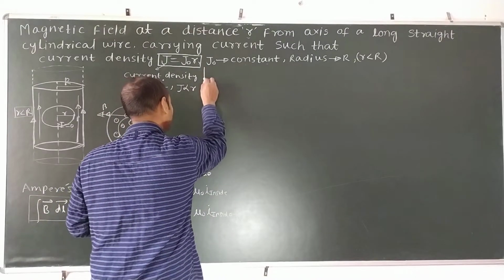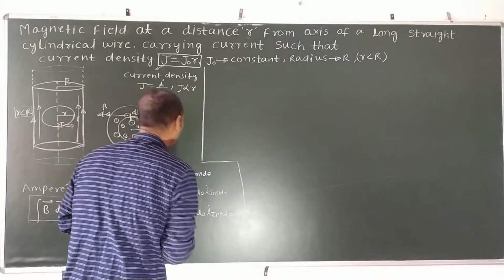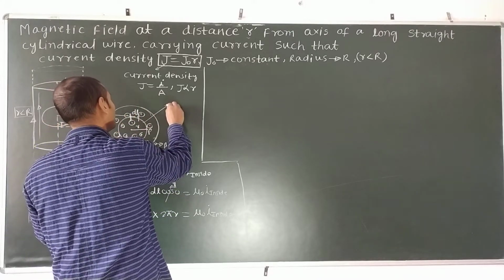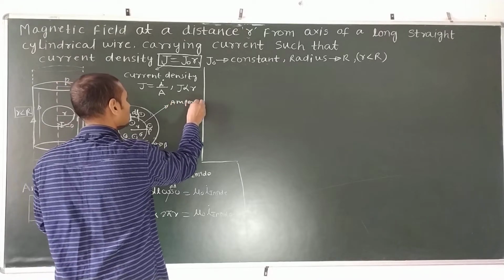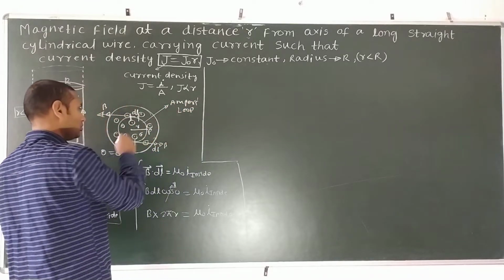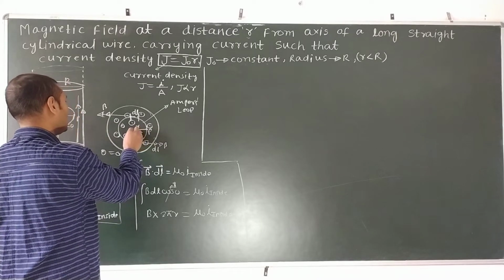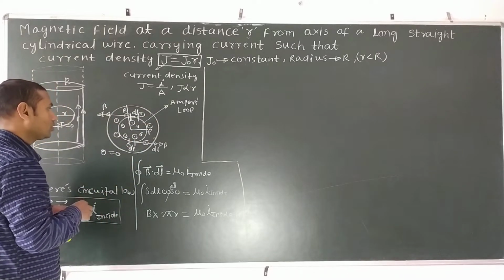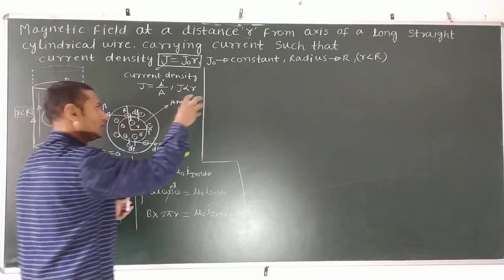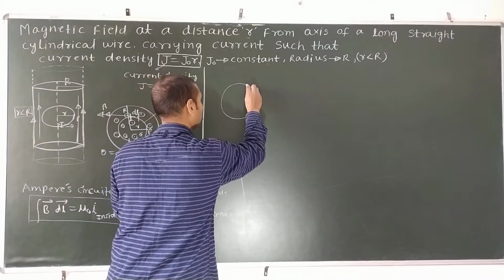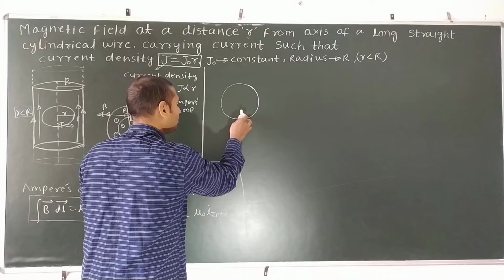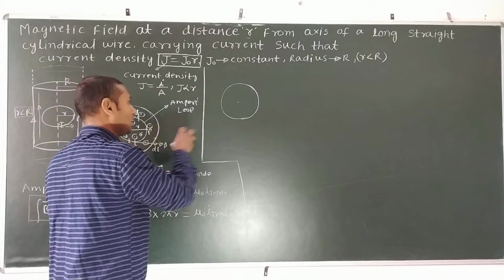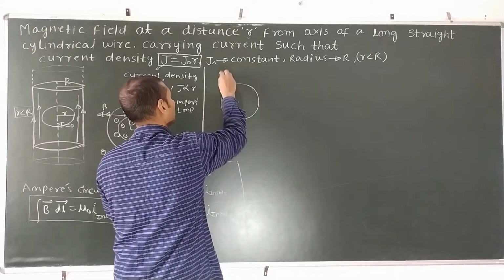And after it, we will take that Ampere's loop. We have assumed this Ampere's loop, and this capital R is the radius of the wire. We will take the Ampere's loop here, and after it we have to find out the amount of current present inside the Ampere's loop.